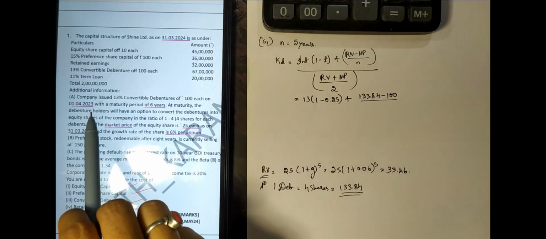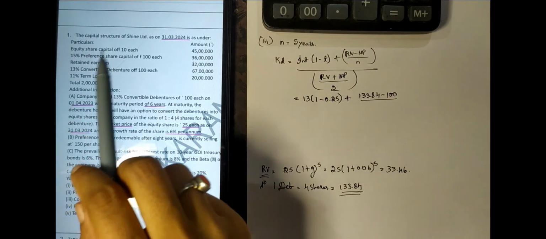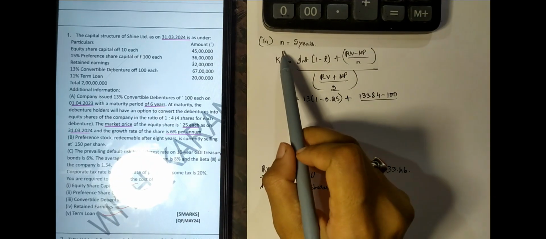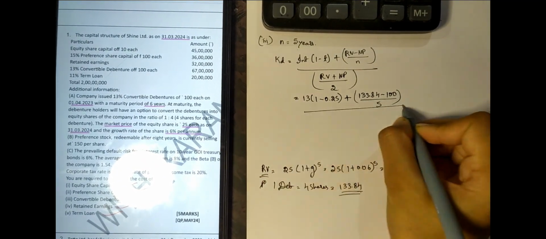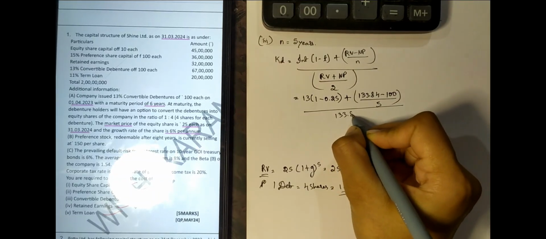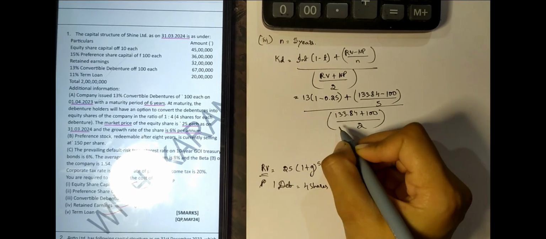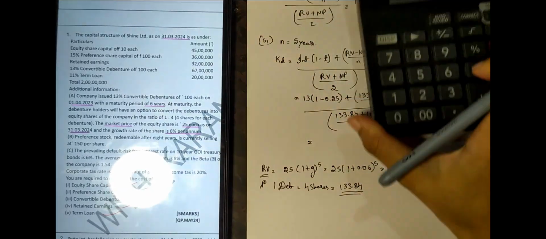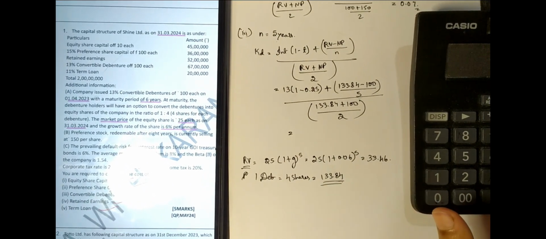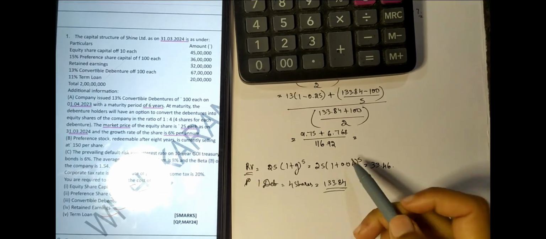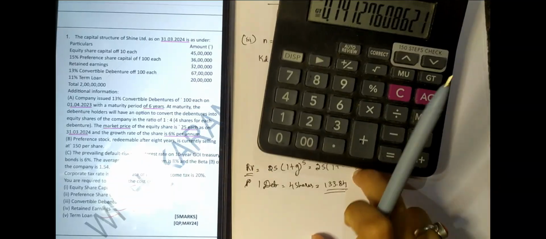They have issued it in 2023, and we are calculating in 2024. So n is 5 years. So divided by (133.84 plus 100) upon 2. So this comes out to be how much? The total comes out to be 0.1412, that is 14%.